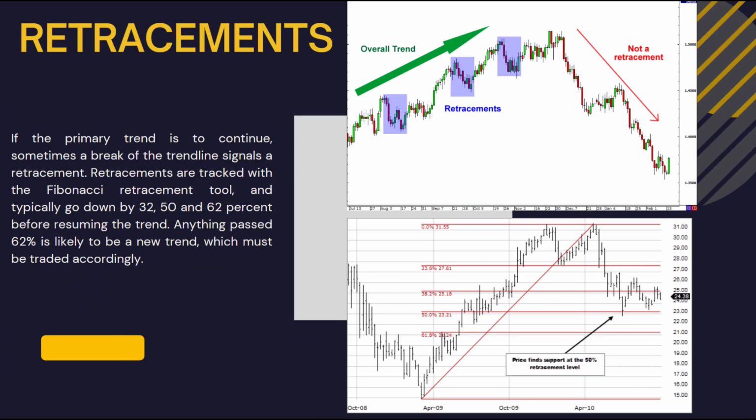When a trend is broken, we call its move in the opposite direction a retracement. If the prior trend is to continue, retracements often reach halfway through the previous move. For example, if a cryptocurrency went up from $100 to $200, it is quite common to see retracements back to $150. However, this depends on market sentiment. Common retracement percentages are 32%, 50%, and 62%. If the entire move is retraced, this is simply a downtrend that must be traded accordingly.